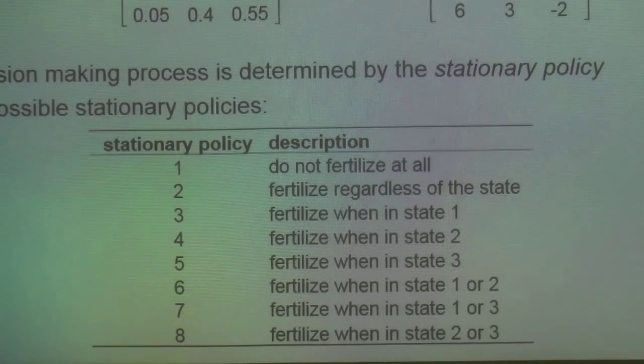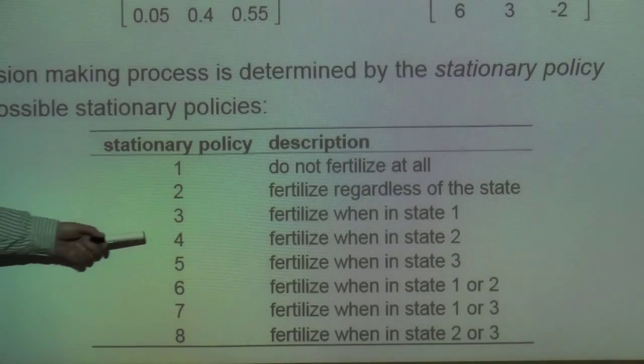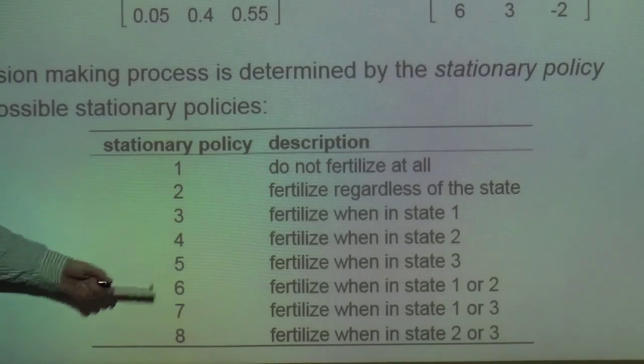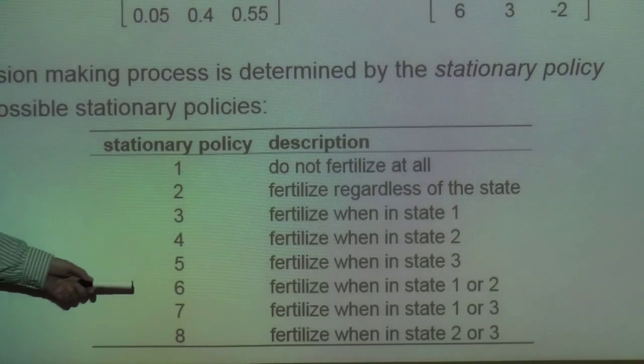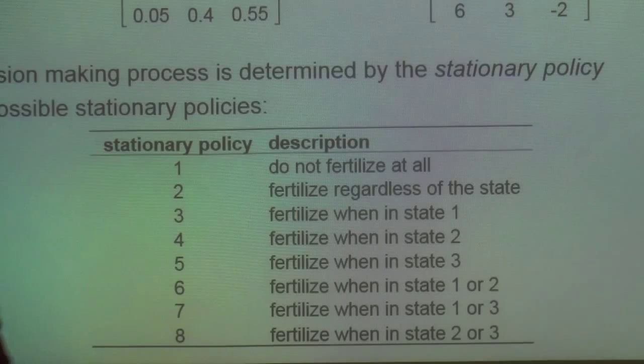The rest of them are more specific. 3 is to fertilize when in state 1. 4 is to fertilize when in state 2. 5 is to fertilize when in state 3. And then all the combinations. When in 1 or 2 fertilize, when in 1 or 3 fertilize, when in 2 or 3 fertilize. They don't necessarily all make sense, but they are all the possible policies that we could implement.